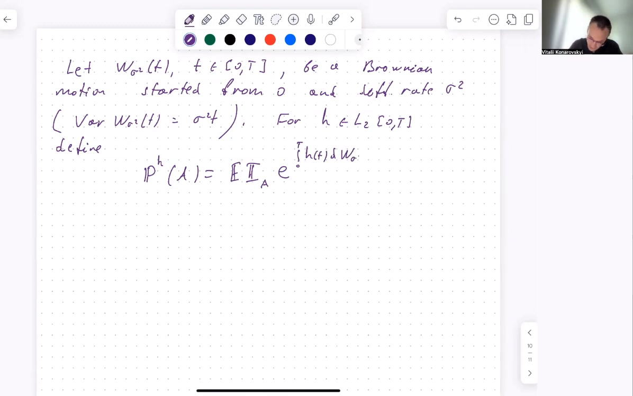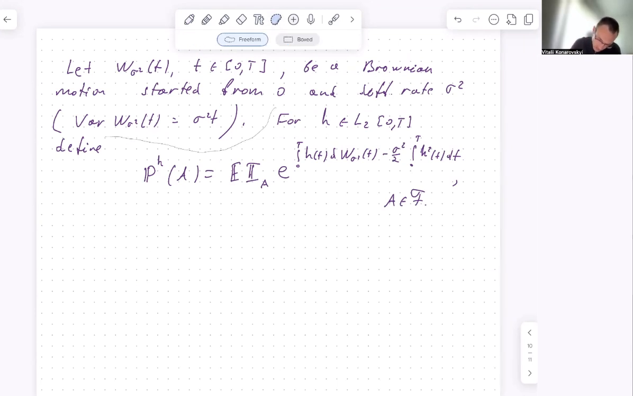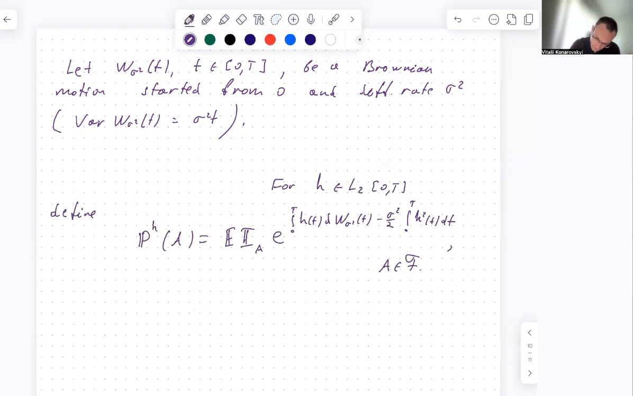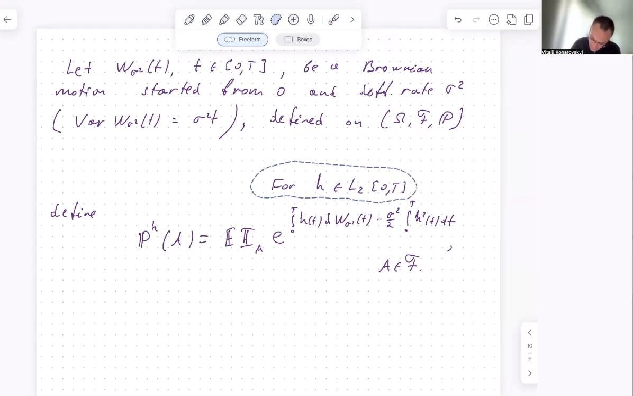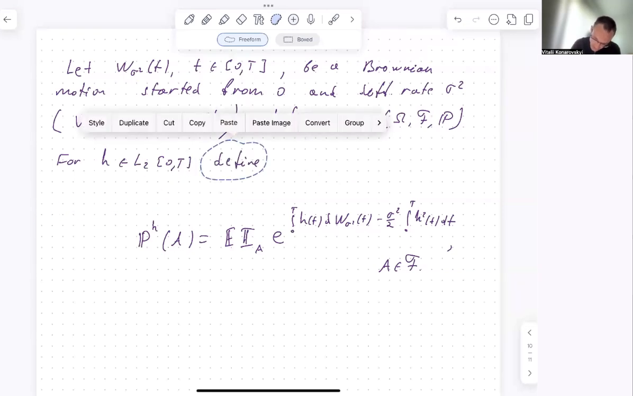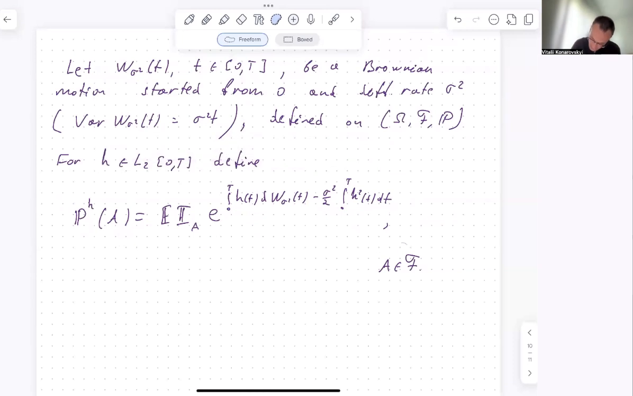You integrate with respect to Brownian motion, and then you write minus sigma square divided by 2 and then the quadratic variation, the integral of h square of t dt. And you also do that for every A from your sigma algebra F. Maybe it also makes sense to specify that this Brownian motion is defined on the probability space omega F P. So once again, you have Brownian motion, diffusion rate is sigma square, it is defined on the probability space which we denote by omega F P. And then we took some square integrable function, and then we defined that probability measure.